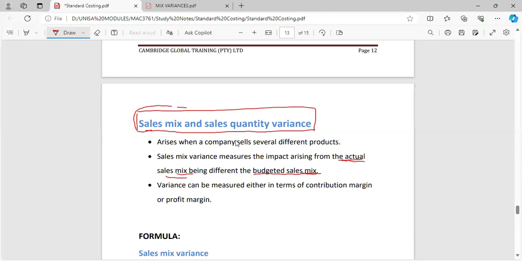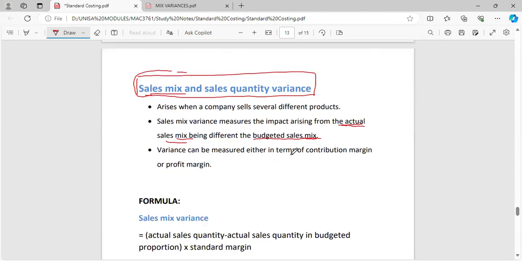But the only difference here is you are now dealing with two products. That's the only difference with what we used to do. Here you are now dealing with two or more products, right? So they say it arises when a company sells several different products. Sales mix variance measures the impact arising from the actual sales mix being different from the budgeted sales mix. Then here we can measure variance from margin contribution or a profit margin.